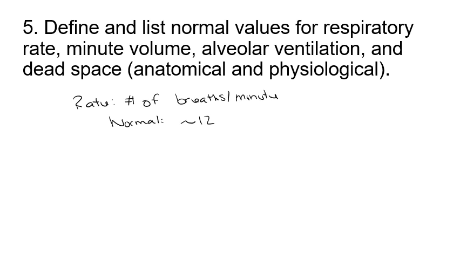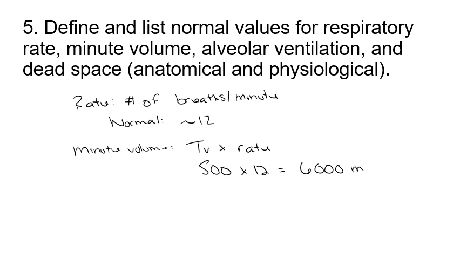The minute volume, this is how much air is moving in or through the respiratory tract each minute. So this is tidal volume times respiratory rate. So if we have a normal tidal volume of 500 and a normal respiratory rate of 12, that would give us about 6,000 mils per minute or 6 liters per minute.